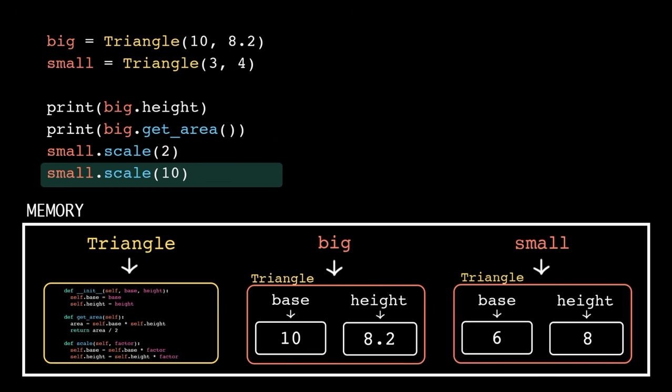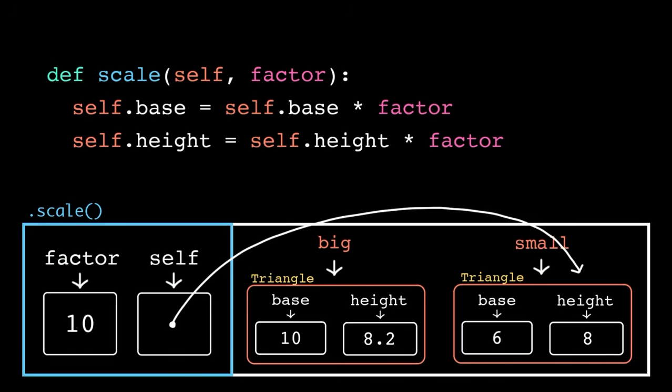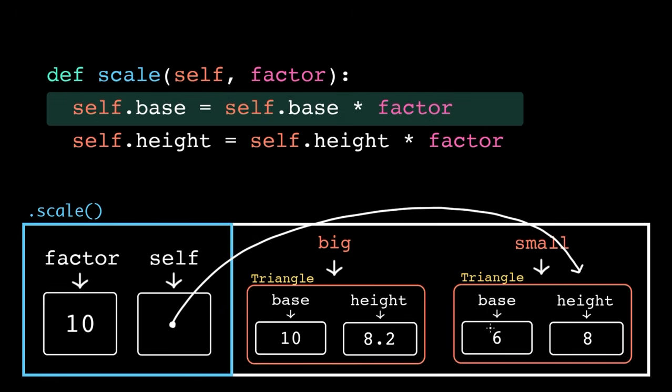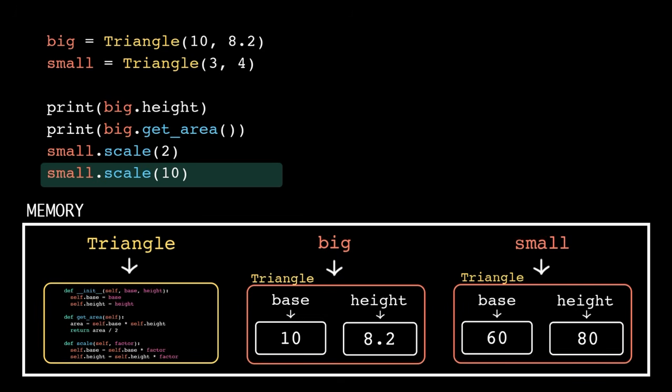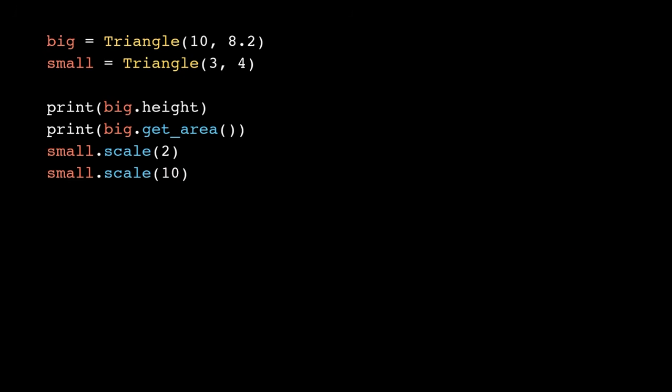Our next line, once again, scales that same object small. But this time, our base and height attributes are different because we already mutated them in the previous scaling. So we end this method call with an even bigger base and height. Alas, we're at our last line, so the program terminates, and our lovely triangle objects get cleared.